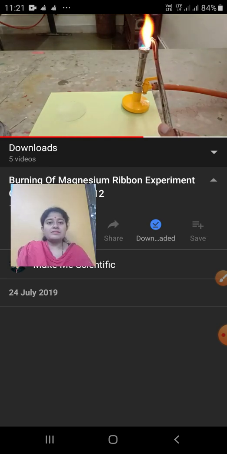As you can see that magnesium burns with a dazzling white flame. Now, as the reaction is completed, you can see that this white color thing is being produced, white color is nothing but magnesium oxide. Even, let's try to break it. This is white color powder. This white color powder is nothing but magnesium oxide. So as you saw, that magnesium burns with dazzling white flame.